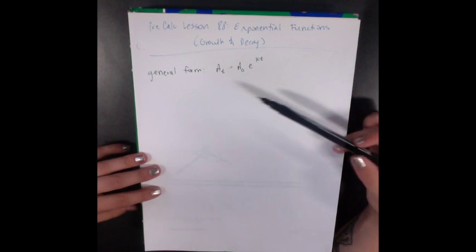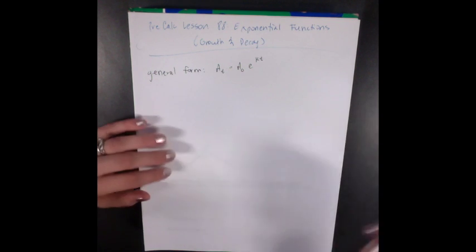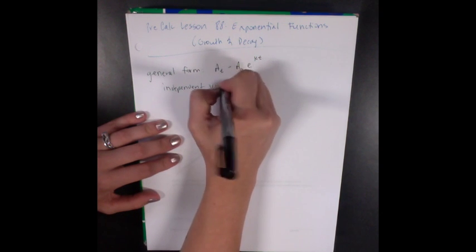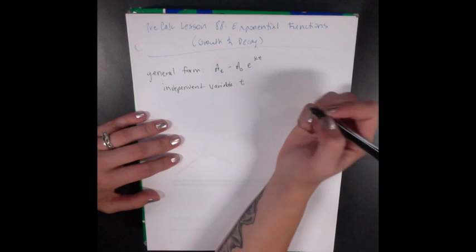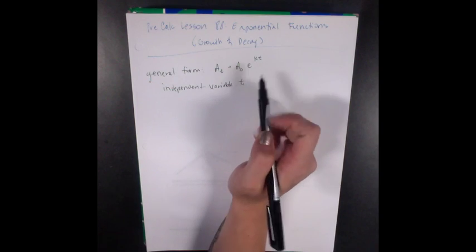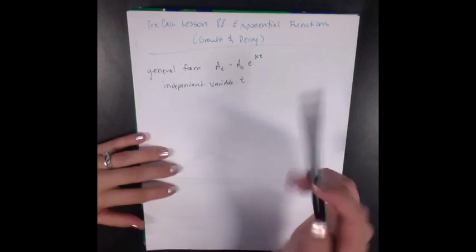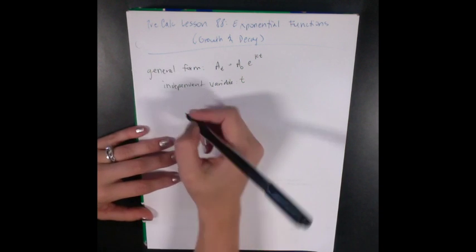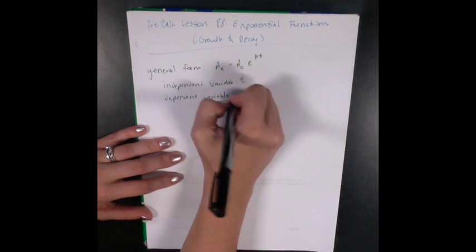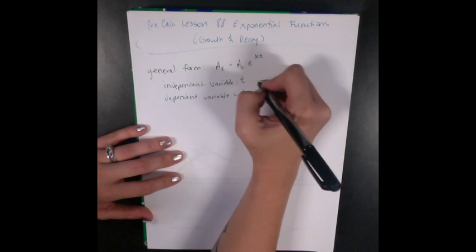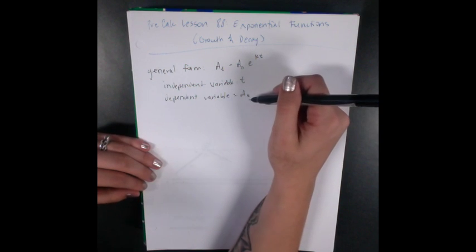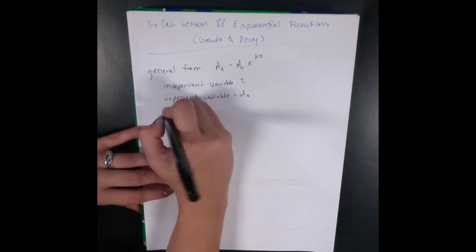So the general form is A sub t equals A naught e to the kt. Our independent variable is t. And in it we have, in this case, negative values. They have no meaning because we are talking about only growth. Our dependent variable is A sub t. So you can think of this independent typically relates to our x. In this case, it's time. Our dependent variable is the y, or A sub t.